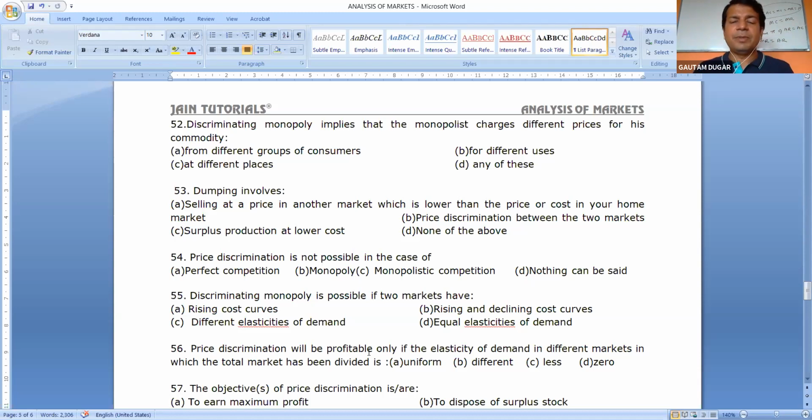But for price discrimination to be successful, the total market of a monopolist is divided into different markets having different types of elasticity of demand. Remember, the monopolist will have to divide his market into two different markets having different elasticities of demand. One market should have elasticity greater than 1, and the other market should have elasticity less than 1. Then only price discrimination will be profitable.